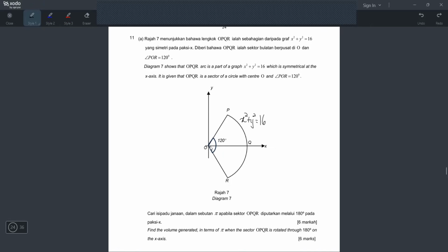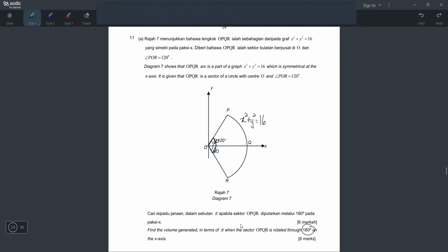120. So if this is symmetrical, what is the angle here? 60, the angle here is 60 also, because 120 can be divided by 2 since it's symmetrical, right? Okay, now it says find the volume generated in terms of pi when the sector OPQR is rotated 180 degrees about the x-axis. Okay, don't look at this first.